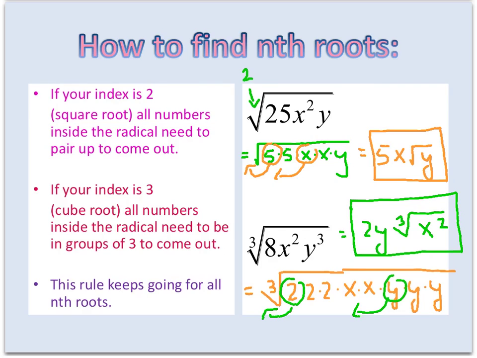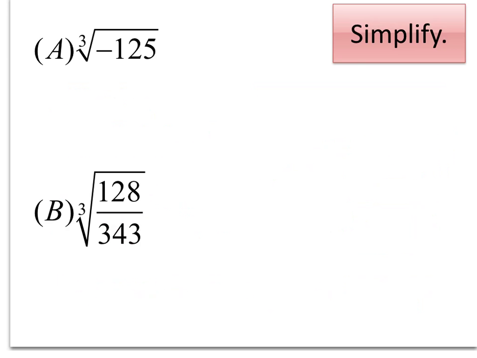If you're taking a fourth root, you need 4 of everything in order to have one of them come out. Fifth root, you need 5 of that particular thing to have one of them come out of the radical. When simplifying radicals, you want to look at the index and make sure that you have 3 of a number or 3 of a variable for it to come out of the radical.